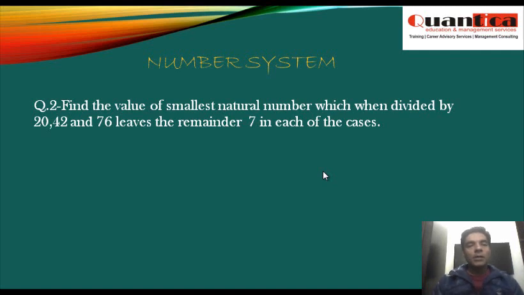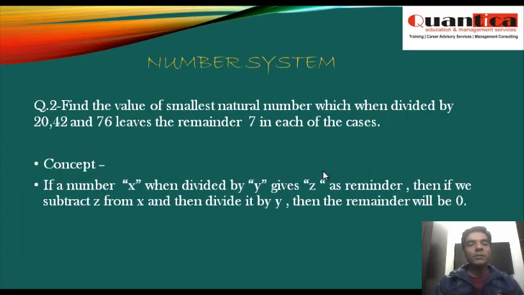For solving this question, there is a very simple concept which I am going to discuss. The concept goes something along these lines. Let's say there is a number x, and if I divide this number by y and get a remainder of z, then if we subtract z from x and then divide it by y, the remainder that you will get will be equal to 0.